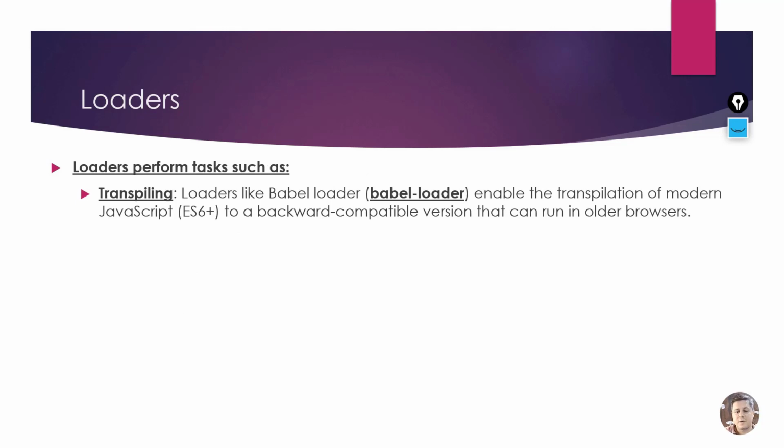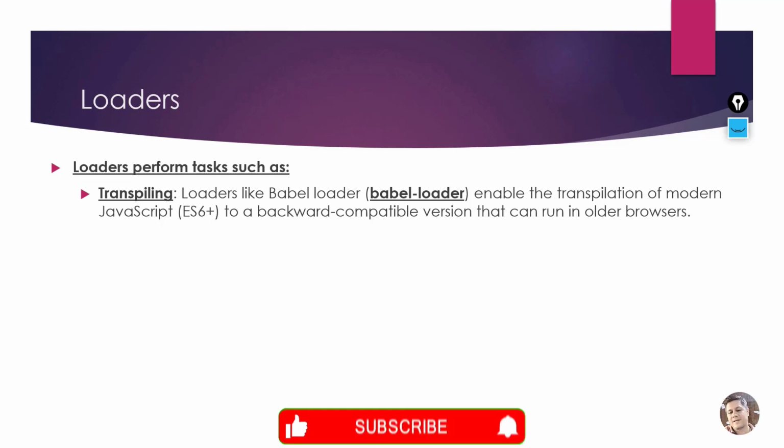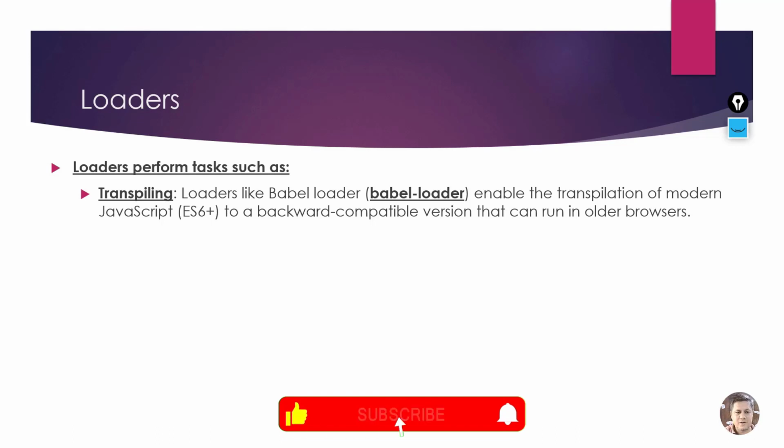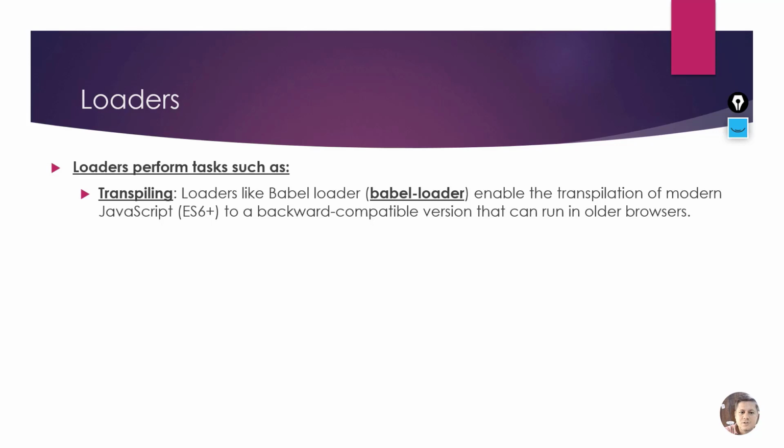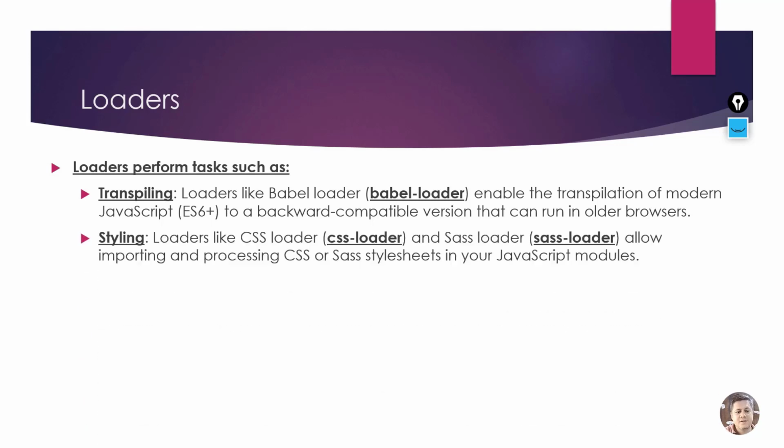So what does transpiling mean? Loaders like babel-loader enable the transpilation of modern JavaScript to a backward compatible version that can run in old browsers. So let's say you have an old browser and it does not understand the new features. As per the setting, babel-loader can make that code work on the older browsers also, right? So you can use the babel-loader inside the Webpack. This is kind of a third-party integration.